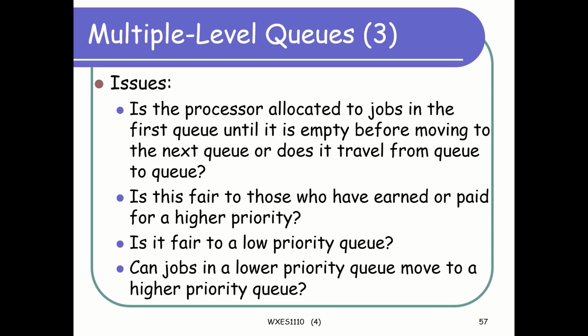So what are the issues of multiple level queues? Is the processor allocated to jobs in the first queue until it's empty before moving to the next queue, or does it travel from queue to queue? Is this fair to those who have earned or paid for a higher priority? Is it fair to a low priority queue? Can jobs in a low priority queue move up to a higher priority queue? The system designer must consider all this when designing the scheduler.